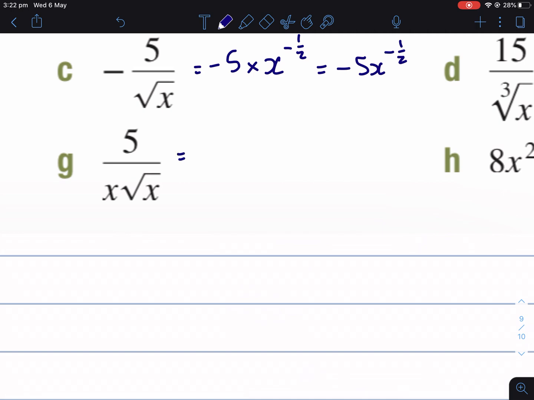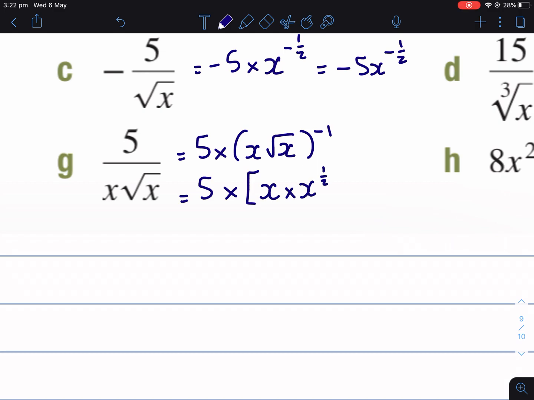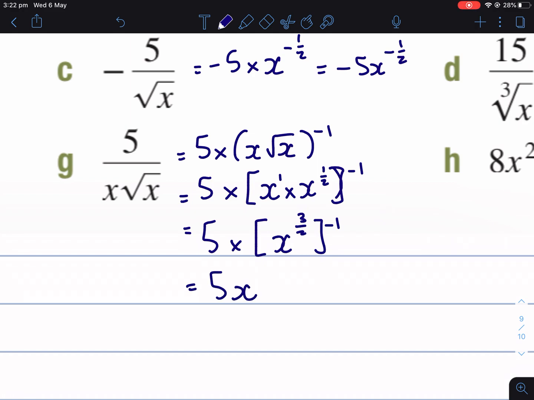Okay, this time we have 5 times x root x to the negative 1, which means we've got 5 times x to the half to the negative 1, and this is x to the 1, which means we've got 5 times x to the 1 plus a half, 3 on 2, to the negative 1, which means we've got 5x to the negative 3 on 2.